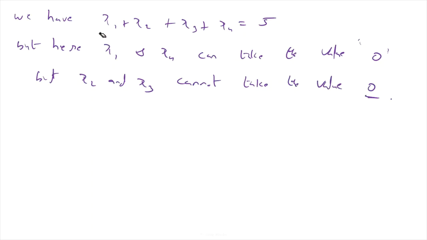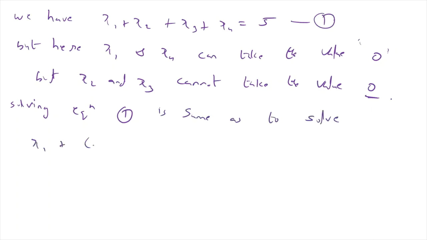So in order to solve this equation x1 plus x2 plus x3 plus x4 is equal to 5, I cannot use the number of non-negative solutions, nor can I use the number of positive solutions. So I have to readjust this equation. Solving this equation, let me call it equation 1, is the same as solving x1 plus (x2 minus 1) plus (x3 minus 1) plus x4 is equal to 5 minus 2.